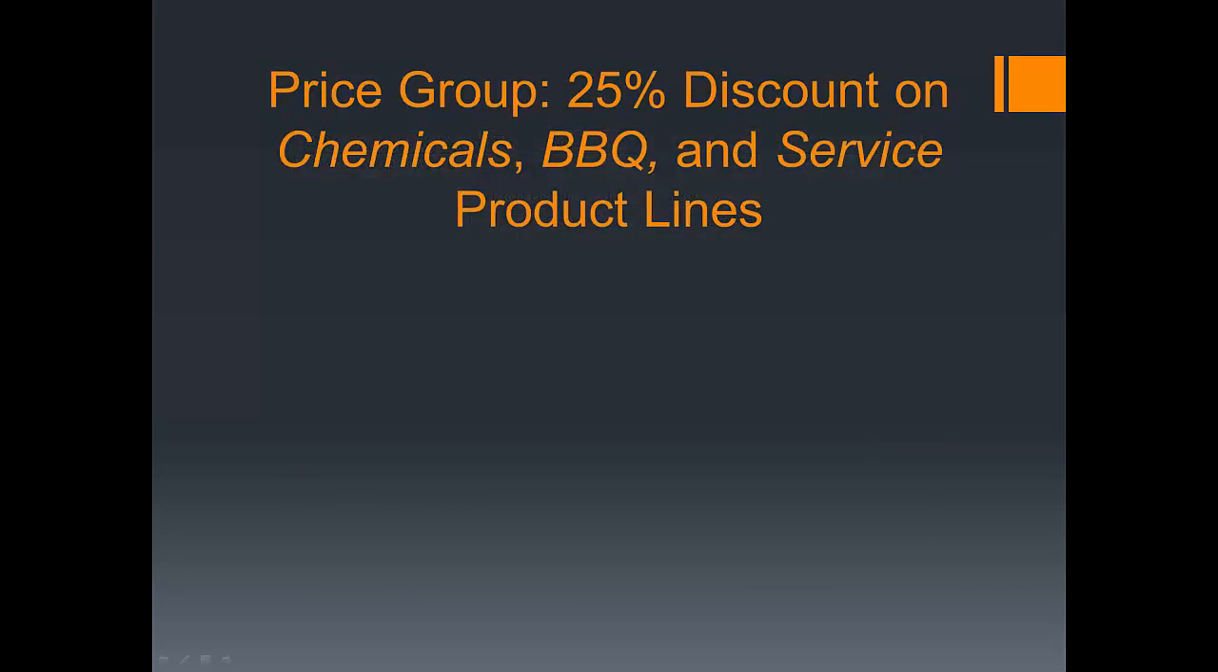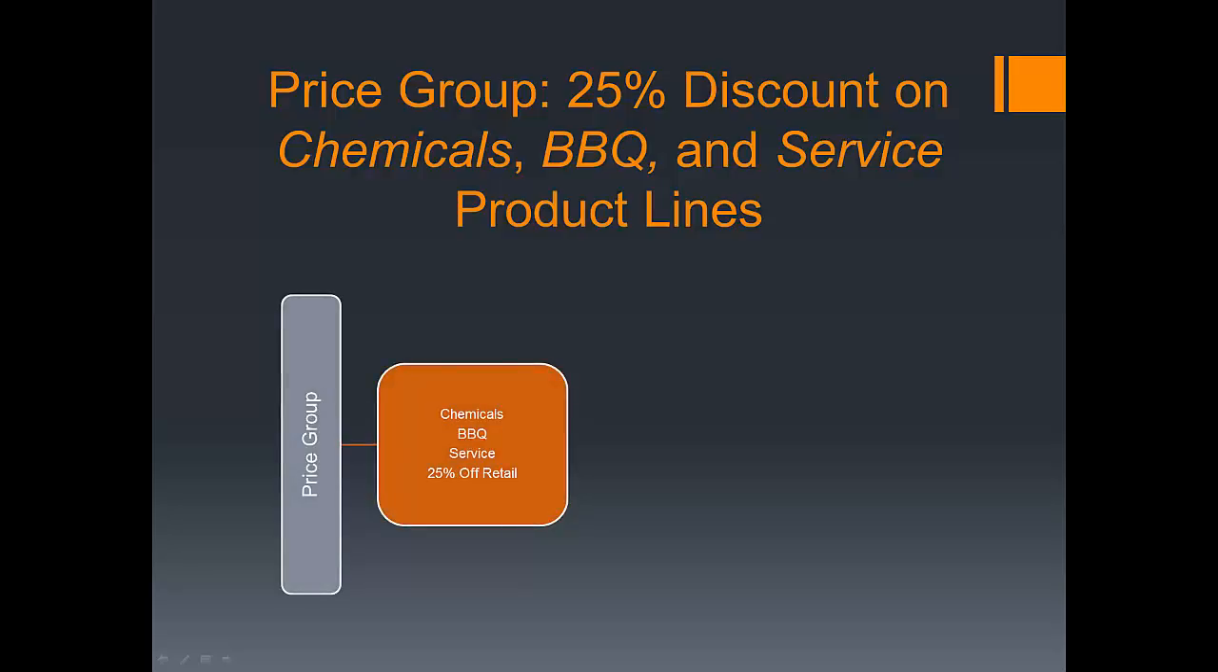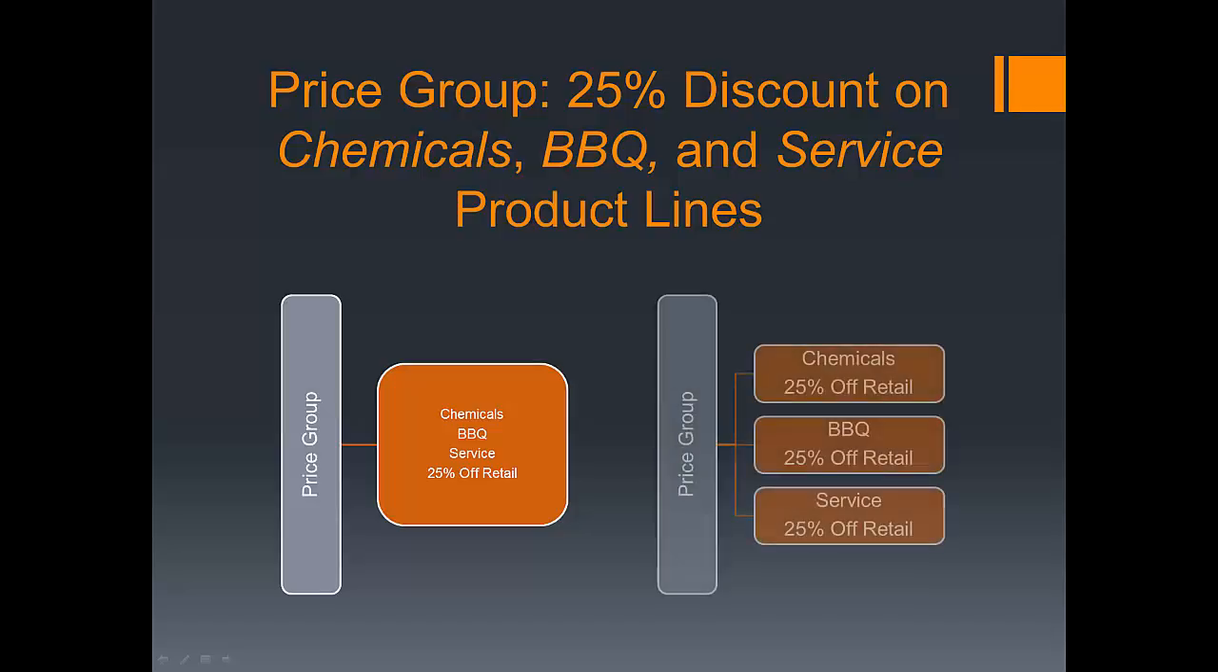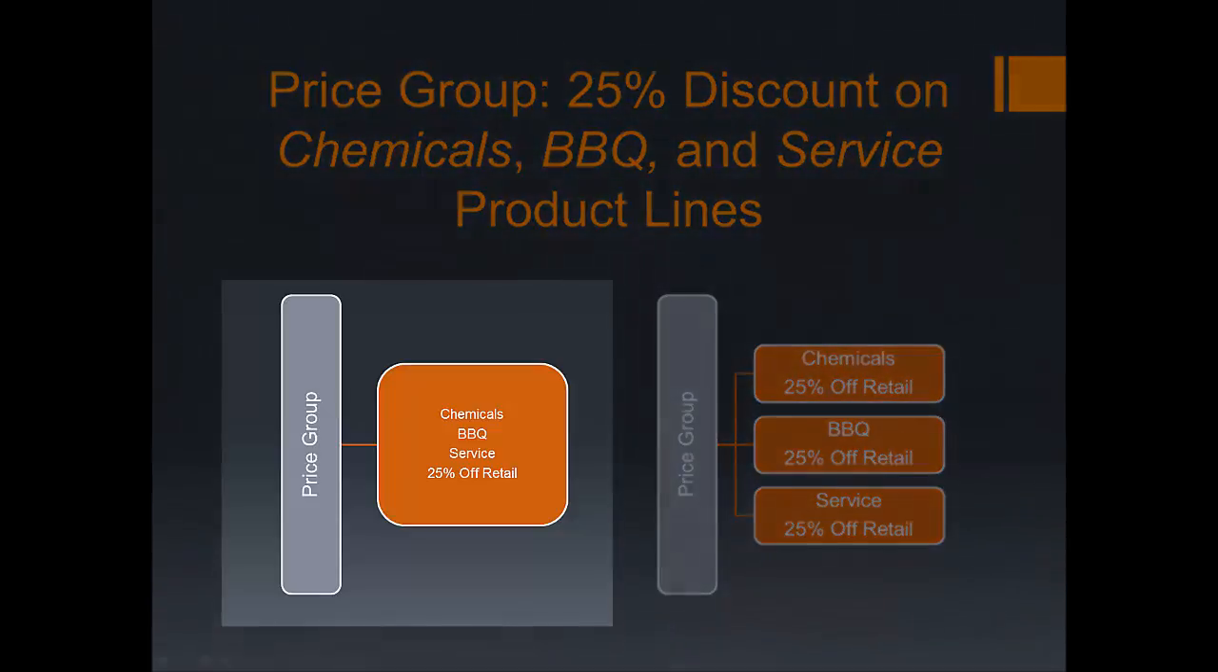For example, if you were setting up a price group with a 25% discount on the chemicals, barbecue, and service product lines, you have the option to add one filter for all 3 product lines, or create 3 filters, one filter for each product line. We recommend the first option, simply adding one filter that includes all applicable product lines. This is the best option if all the filters are the same.